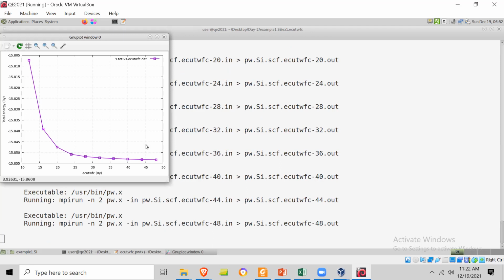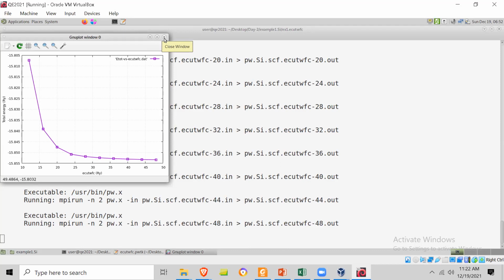And if you want a really good number value, it's minus 15.85 Rydbergs here. At the last convergence, it's between 8.850 and 0.855. So just by looking at the graph, you might think, okay, 40, 45 is the best area because it's coming really close down there. So that convergence test is very easy to run when you have a script set up.